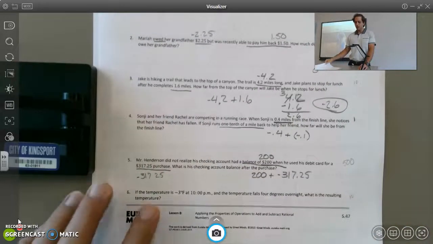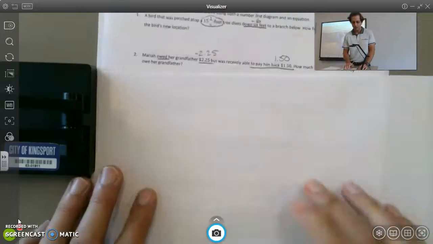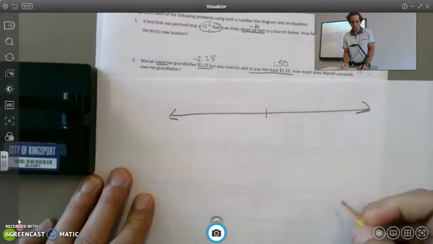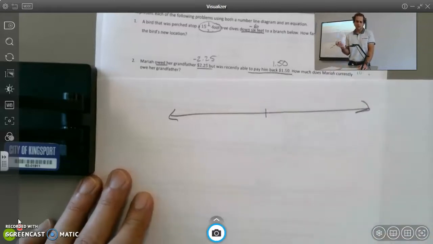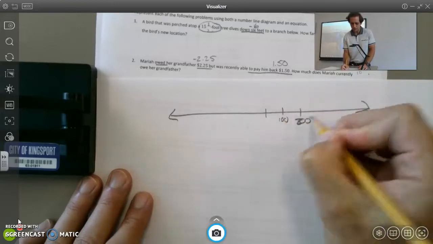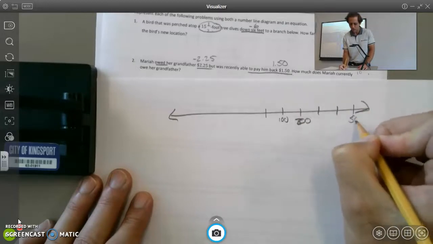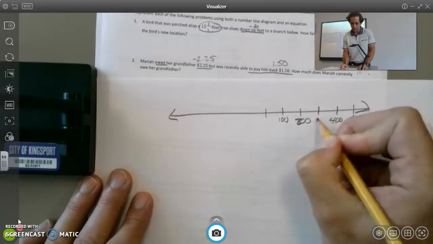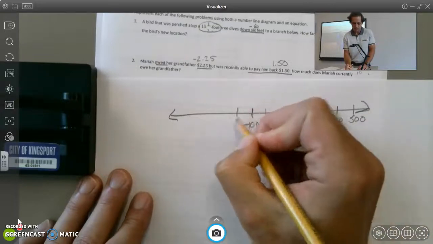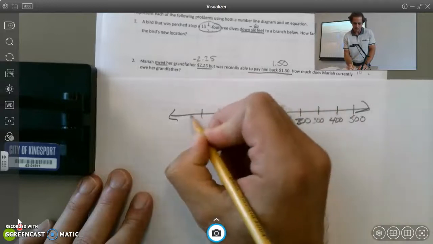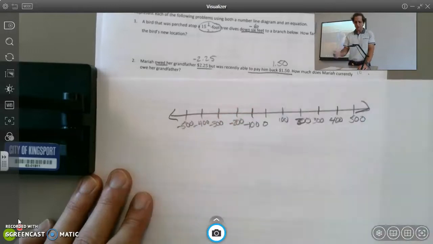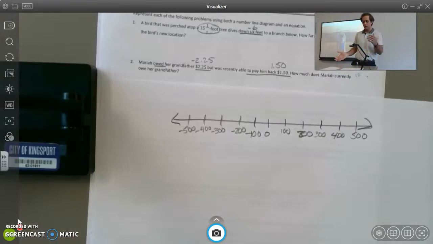We don't have a number line that fits that, so let's sketch one out. It's real easy to just sketch out, and you are in control. We're talking about 200 and 300, so let's make this around 500: 100, 200, 300, 400, 500. Okay, so I'm just going to create a number line that would fit. Negative 100, negative 200, negative 300, negative 400, negative 500. So now I've sketched out a number line that goes from negative 500 to 500.